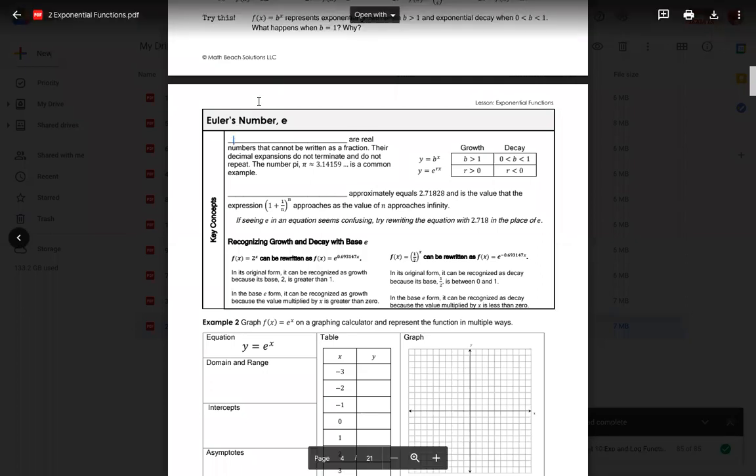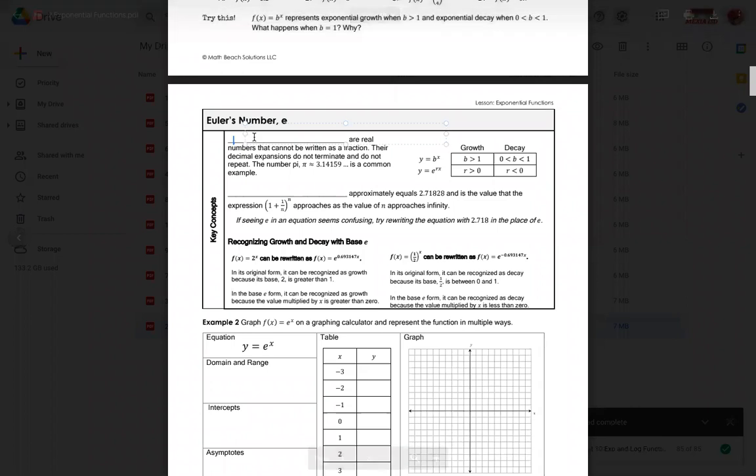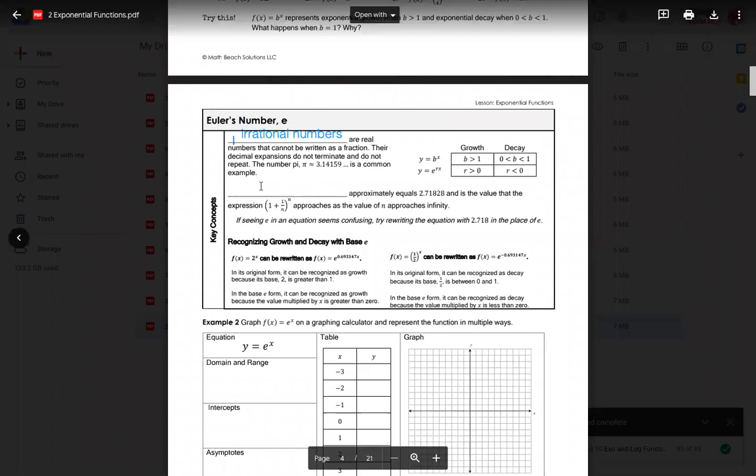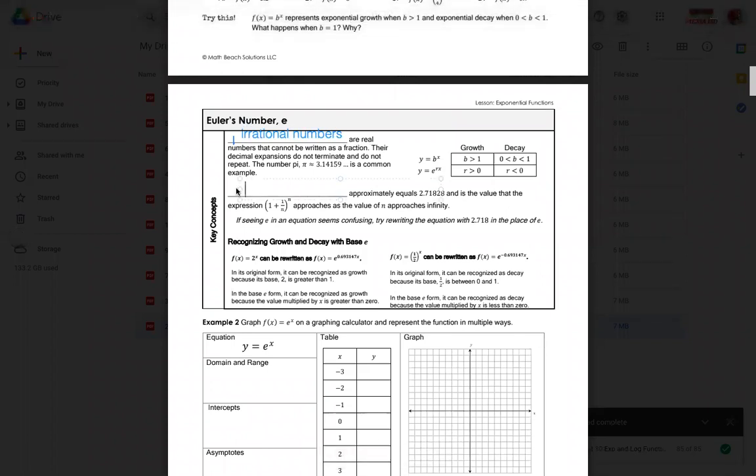I'm actually going to type this one. Irrational numbers are real numbers that cannot be written as a fraction. And if you look right here, this is Euler's number. The way they represent Euler's number is just a little e, and it approximately equals 2.718.